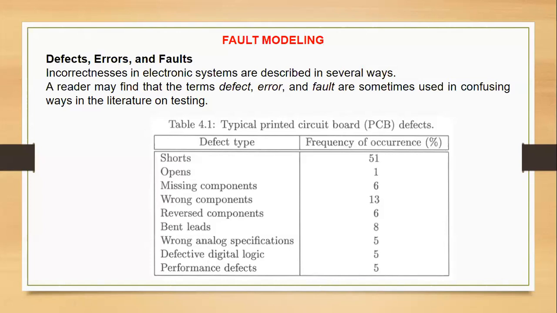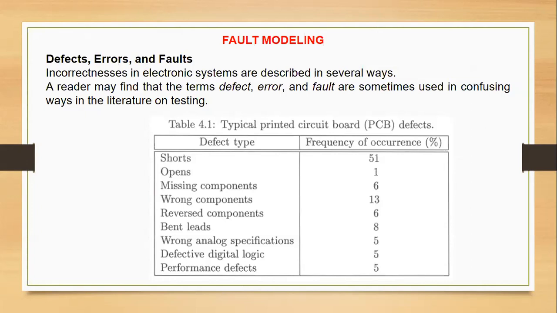Within the PCB, if you have a short circuit operation, that can be defined as 51%. Open circuits can be treated as 1% of frequency occurrence of defects. Next one, missing components. If there is any missing component, some connectivity problem or missing resistors or diodes, whatever it may be, active or passive components, that can be treated as 6% of occurrence of the defect.